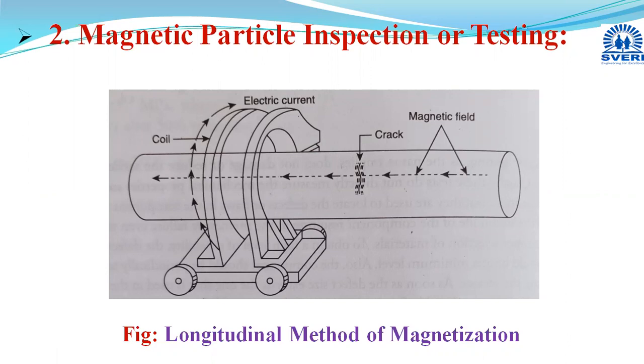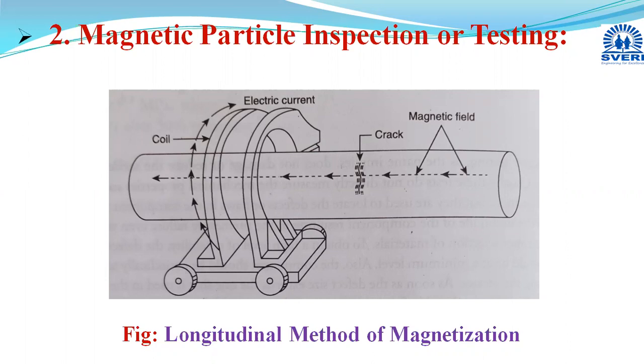So this method can be used for ferrous materials only: different kinds of welded, casted, or forged components of ferrous materials and their different alloys. For non-ferrous alloys we cannot use this method. That is the limitation of this method. Then one more limitation is that internal defects cannot be detected by this method.